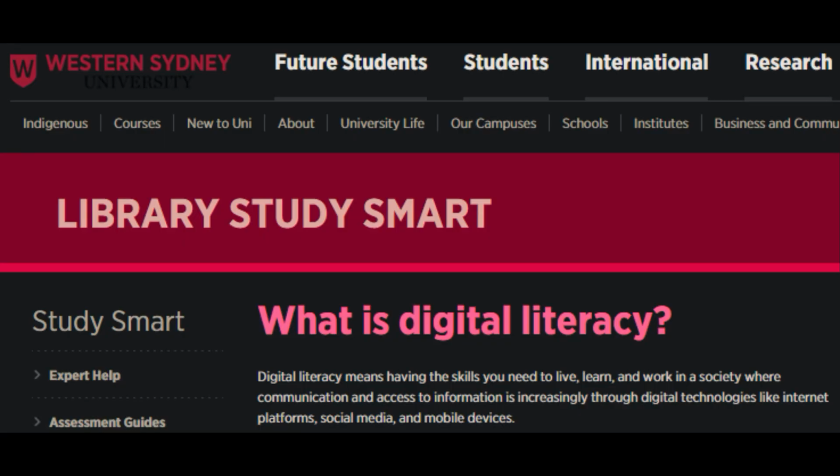Taking a look at Western Sydney University, what is digital literacy? They define digital literacy as having the skills you need to live, learn, and work in a society where communication and access to information is increasingly through digital technologies like internet platforms, social media, and mobile devices. So, by that logic, this digital literacy would fall into place with cyber literacy, or a modern version of cyber literacy. So this doesn't really help us understand what computer literacy is, but it is very important to understand why I had that dichotomous reaction when discussing it in my previous video.